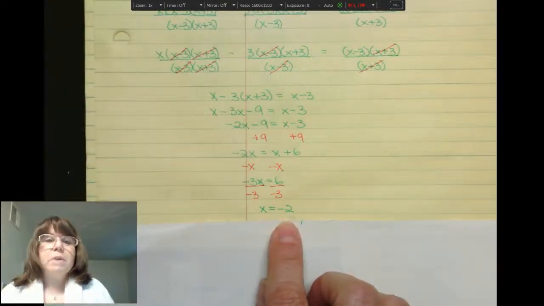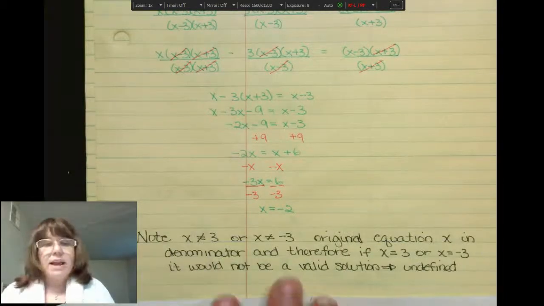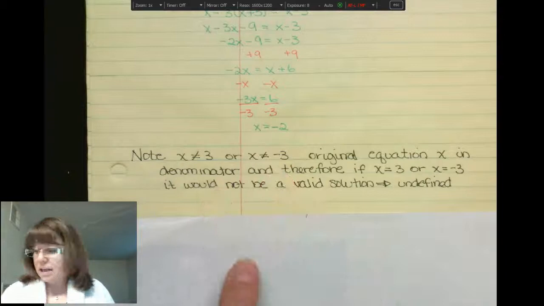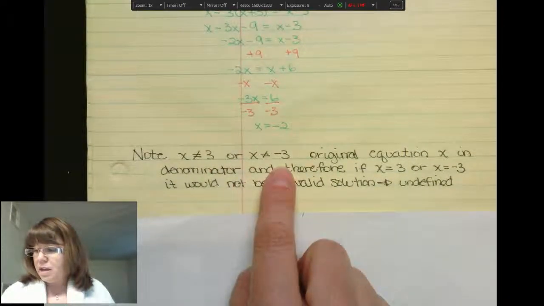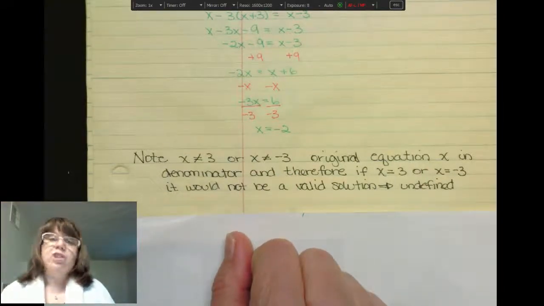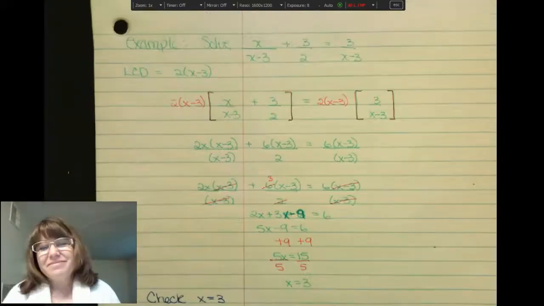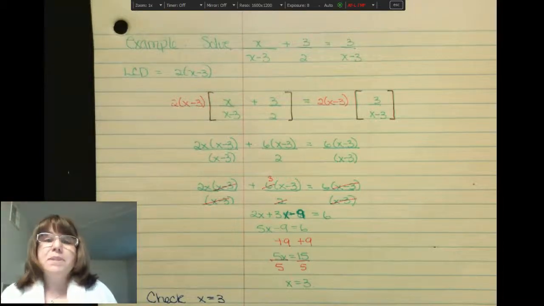Now I do have to remember what was in my denominator. So as long as x does not equal 3 or x does not equal negative 3, then I'm okay. Because remember, if I had a 3 or a negative 3, the denominator would be a value of 0, which is undefined. I'm not going to walk through this problem step by step. You can see all the steps up there on the screen.